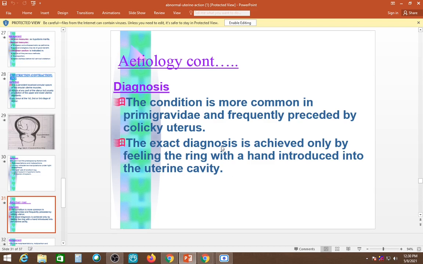So with this pain there is a chance of constriction ring. Then the exact diagnosis is achieved only by feeling the ring with a hand introduced into the uterine cavity, which means an internal examination will be done, and it can also be detected after LSCS.